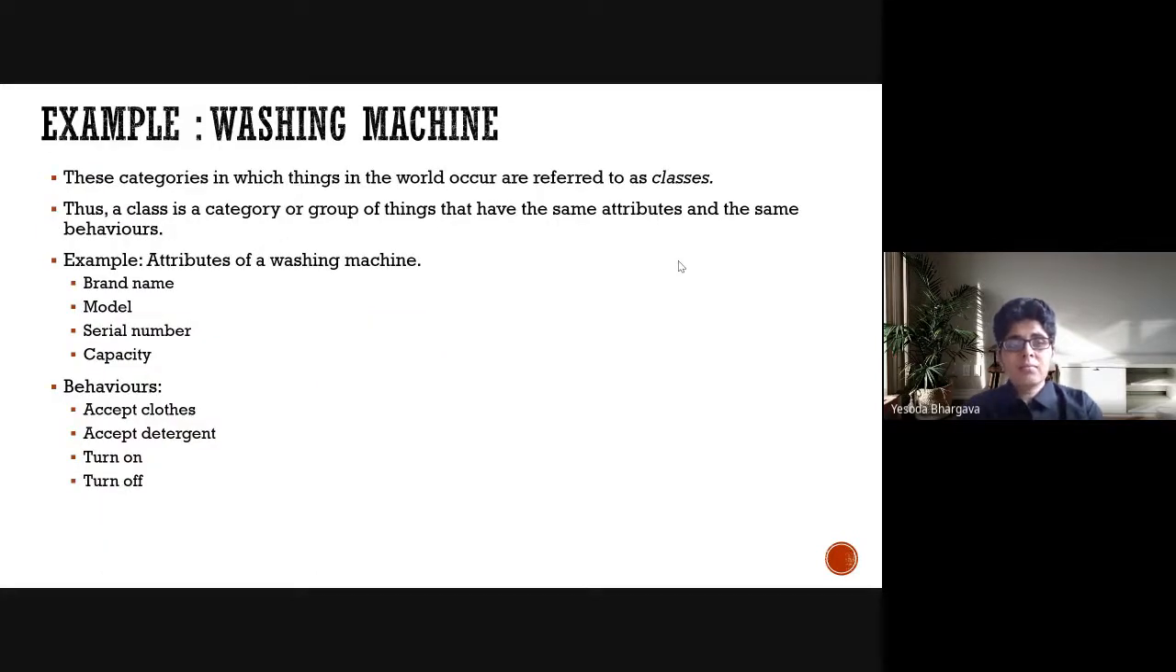Again, I'll take an example of a washing machine to help explain what we are talking about. A class is basically a category or group of things that have the same attributes and the same behaviors. So if washing machine is a class, the attributes of washing machine could be brand name, model number, serial number, and the capacity. These are certain attributes of a washing machine. Its behaviors could be accepting clothes, accepting detergent, turning the machine on and off.